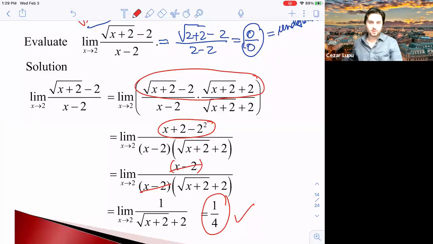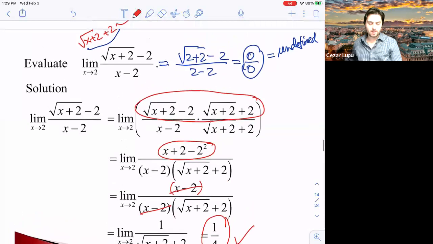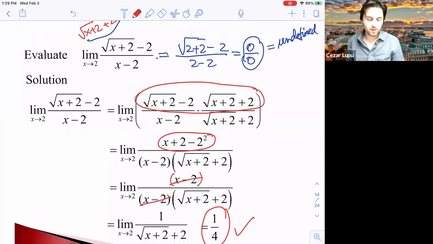Right? So it was a very similar prototype, this example with the previous one that we just discussed. So once again, when you see a rational function and both of them are polynomials, basically they don't have any square roots or anything, you can think of a factoring trick. But when you see a rational function, but the top or the bottom is a radical, you think of rationalizing, or basically the trick of multiplying by the conjugate. So keep this in mind, right?